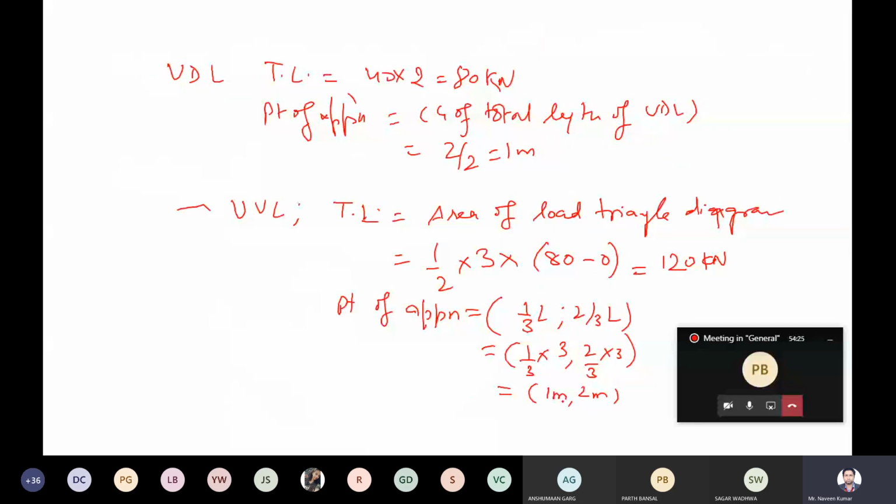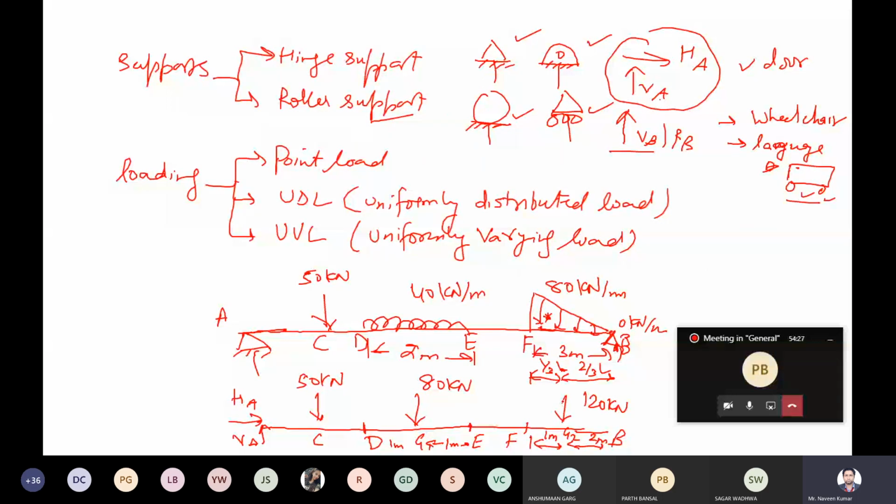This is for UVL 120 and 1 meter, 2 meter, and this is for UDL 80 and 1 meter, 1 meter. So I hope this support and loading part is clear to you, how you have to solve it in the assignment also.